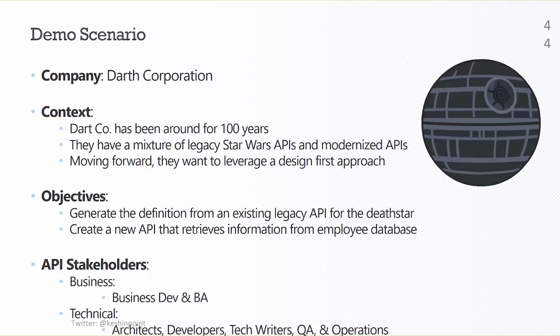So our objectives really is to generate the definition from an existing legacy API for the Death Star. And finally, for moving forward, we also want to create a new API that allows you to get information from, say, all the employees of the Death Star. So it's two specific objectives, all of which tie into the definition.